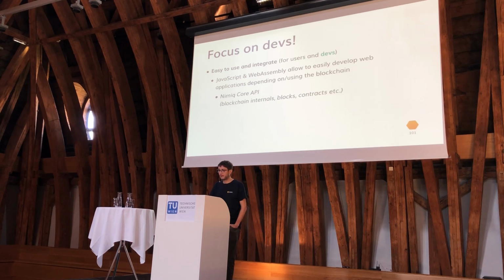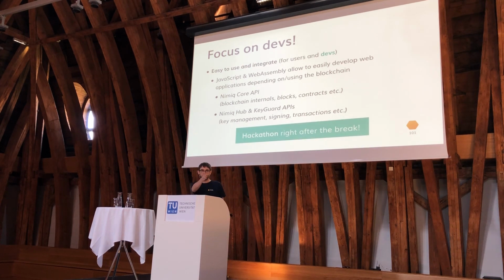And so we have two kinds of APIs. The Nimiq Core API that basically handles all the blockchain internals, so you can create blocks, contracts, and so on, and you can use that from JavaScript in your web page. And the second one is Nimiq Hub and KeyGuard APIs. That is responsible for key management, signing of transactions, and so on and so forth. And Søren, a colleague of mine that's sitting down there, he will talk about that in the hackathon right after the break.